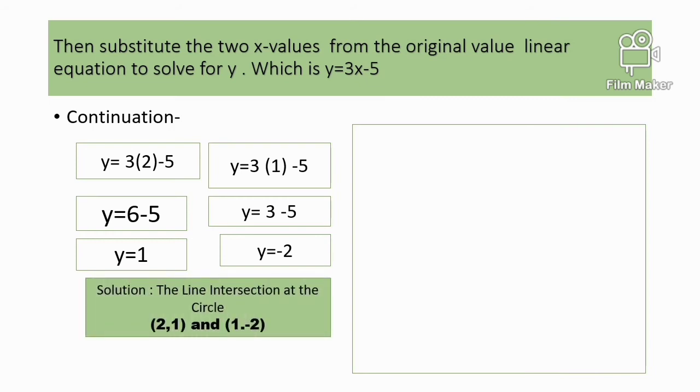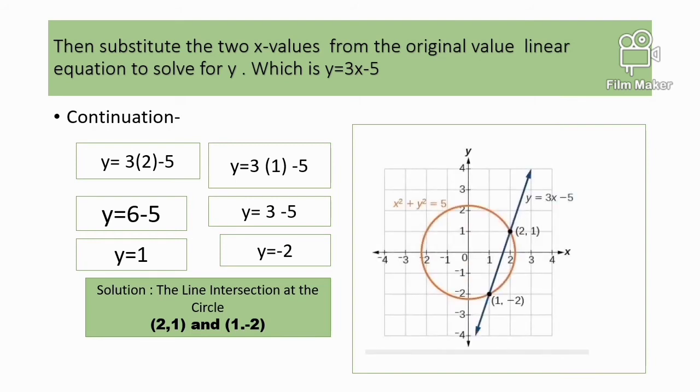What will be the solution? The line intersects the circle at (2, 1) and (1, negative 2). What will be the output of this drawing? So we will draw, we will put a dot at (2, 1) and (1, negative 2). And we will draw a straight line. Then after that, we will draw a circle, which has the equation x squared plus y squared equals 5. So this will be the final output for the drawing.